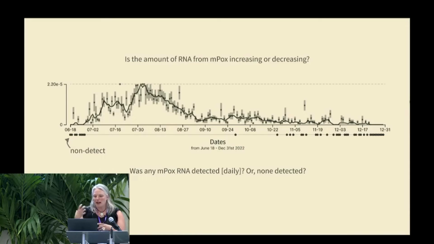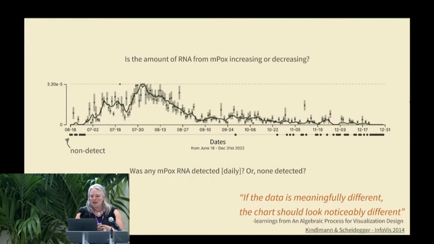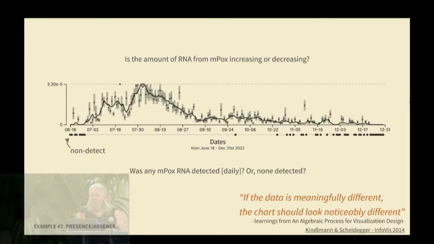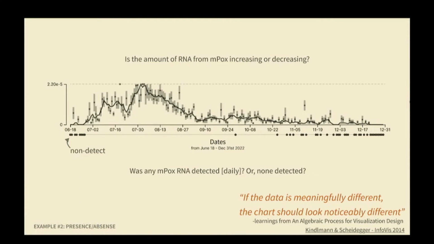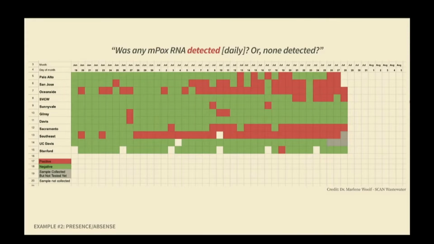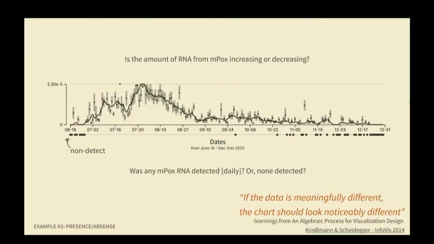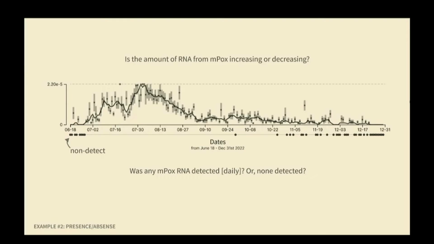And applying a principle that I learned at InfoVis 2014, that if data is meaningfully different, the chart should look noticeably different. And in this chart, yes, you can kind of see it, partially due to what's happening with the max y-axis, and because there actually is a gap between the minimum value that we can detect and what we're coding as 0. But it's still something you have to squint at, and it doesn't jump off the page.